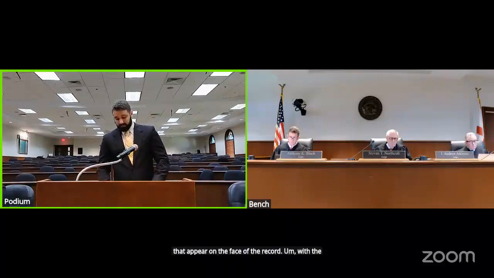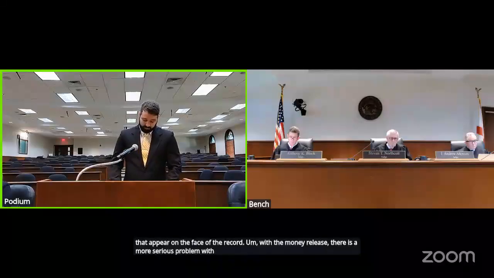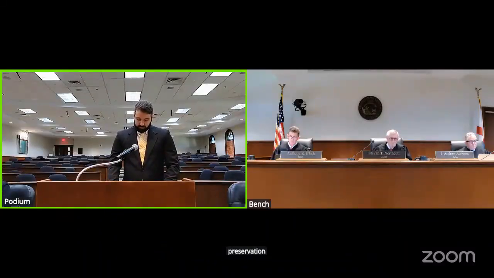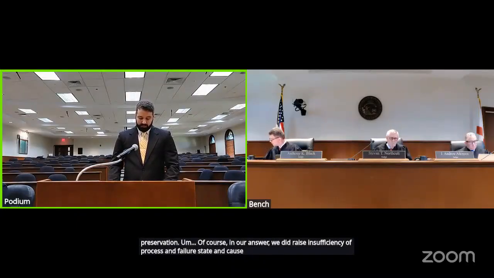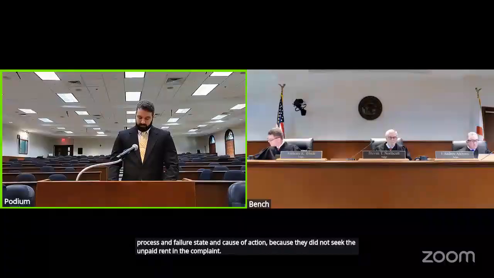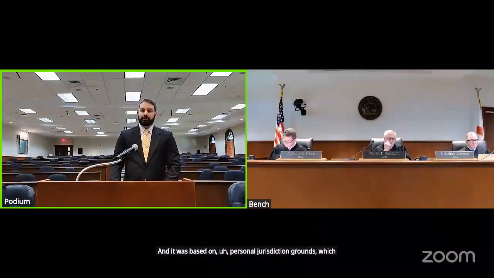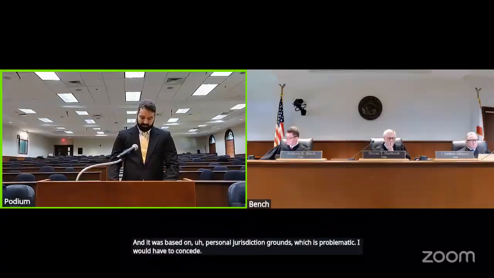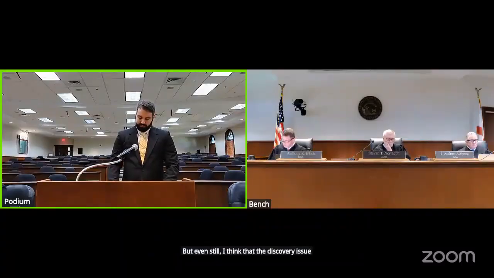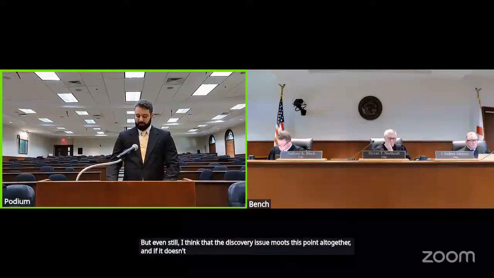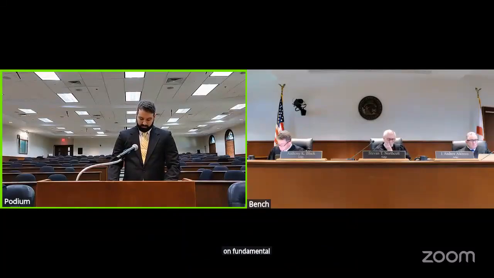With the money release, there is a more serious problem with preservation. Of course, in our answer, we did raise insufficiency of process and failure to state a cause of action because they did not seek the unpaid rent in the complaint. And furthermore, once the order came down to deposit, we did file a motion to vacate, and it was based on personal jurisdiction grounds, which is problematic. I would have to concede. But even still, I think that the discovery issue moots this point altogether. And if it doesn't, I would still ask you to reach this issue on fundamental error grounds.